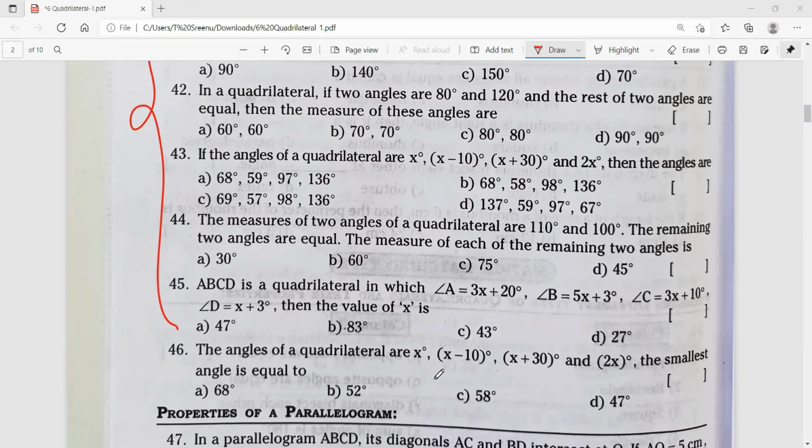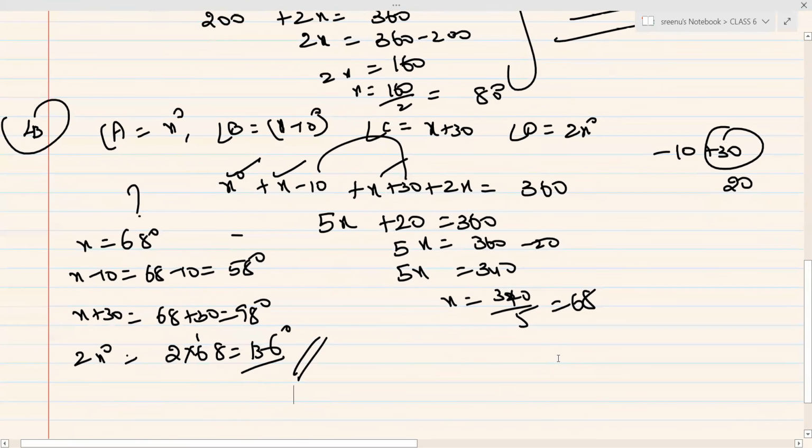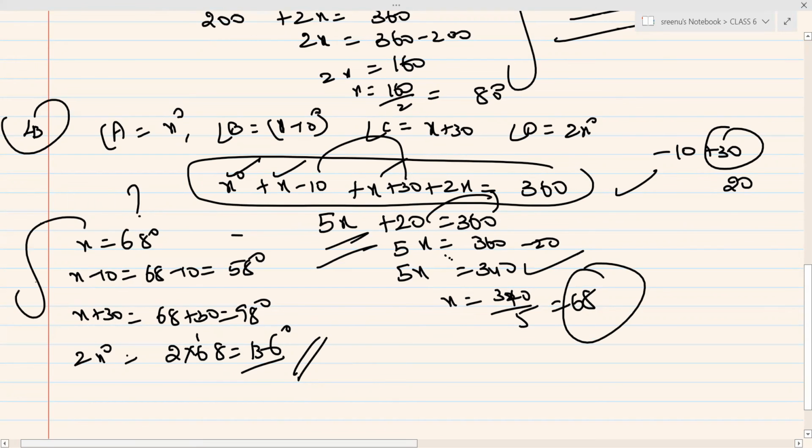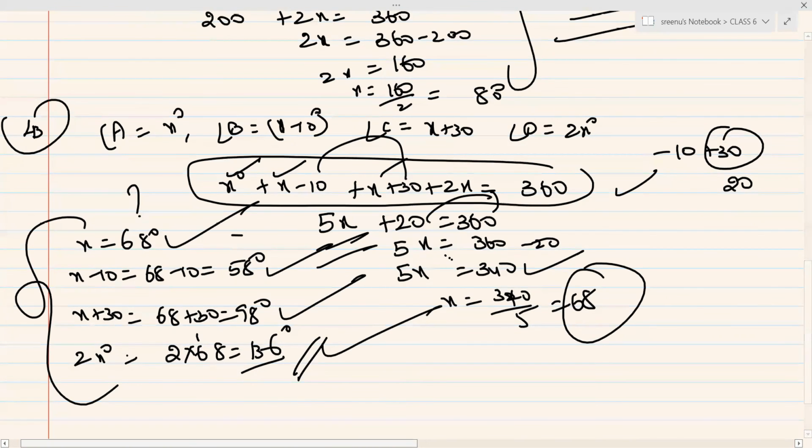So once again, we will check this last sum. We have to add all these angles, which should equal 360, and transposing, x plus x plus x plus x plus x is 5x. Transposing, you will get 340 divided by 5, which is 68. Then we find all four angles: x is 68, x minus 10 is 58, x plus 30 is 98, 2 into 68 is 136.